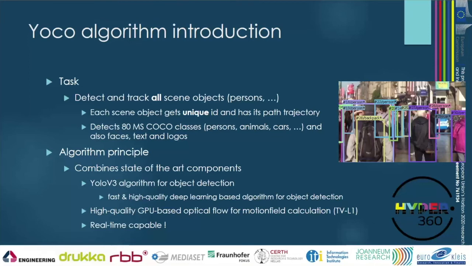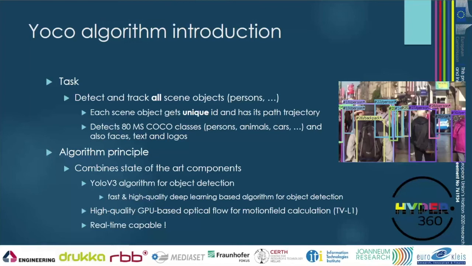The principle of the algorithm is that it combines state-of-the-art algorithms. First of all, the YOLOv3 algorithm for object detection. So that's a deep learning algorithm, of course. And it's a good compromise between runtime and quality. And it's one of the most used object detection algorithms right now.